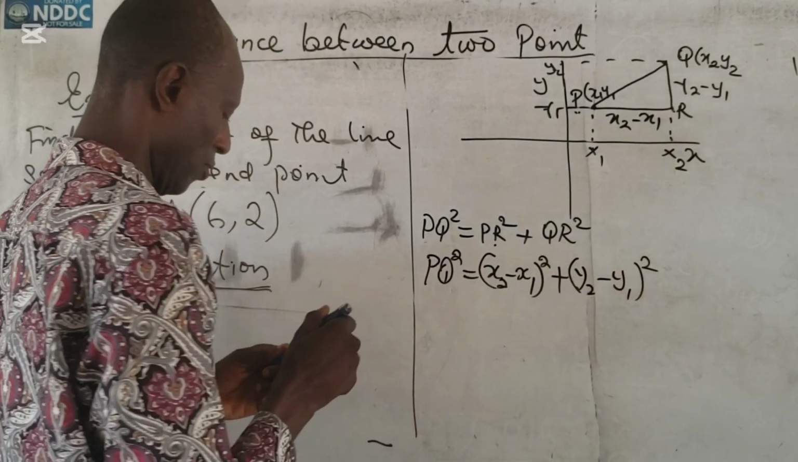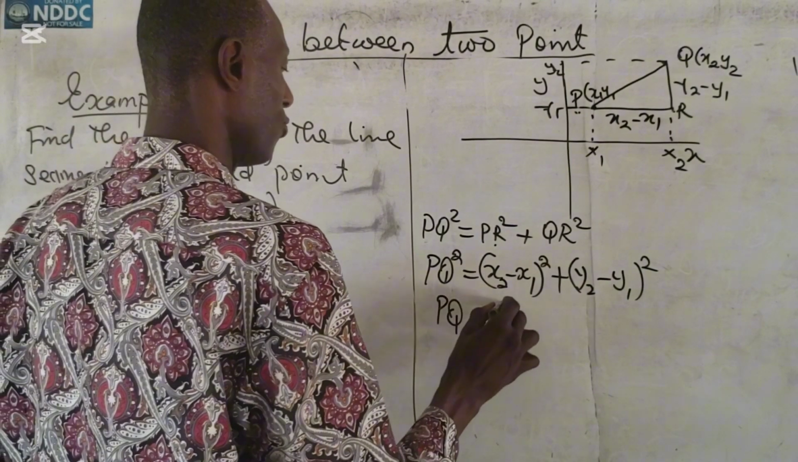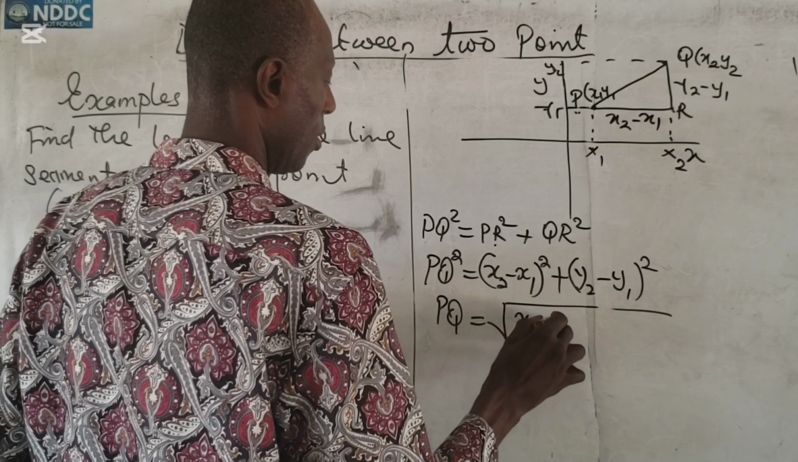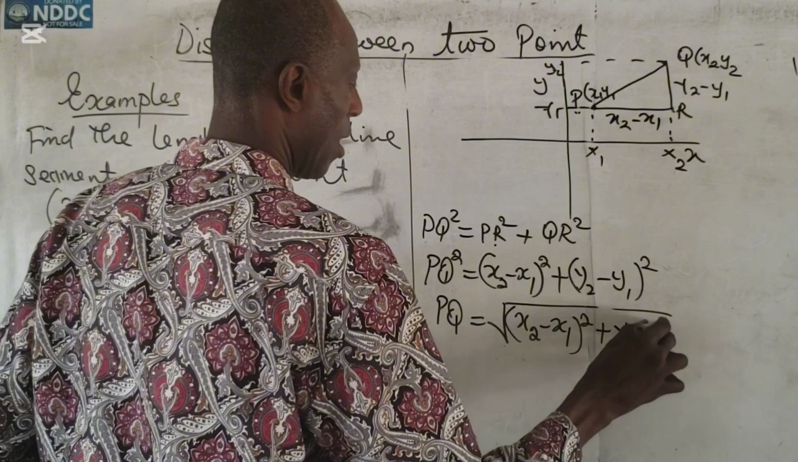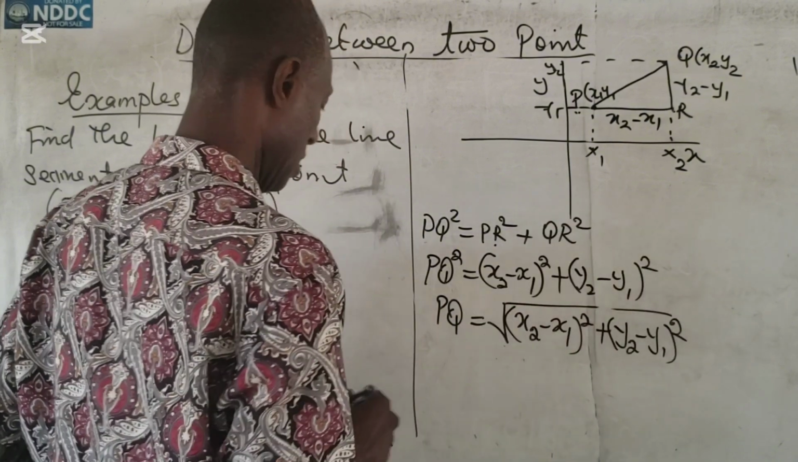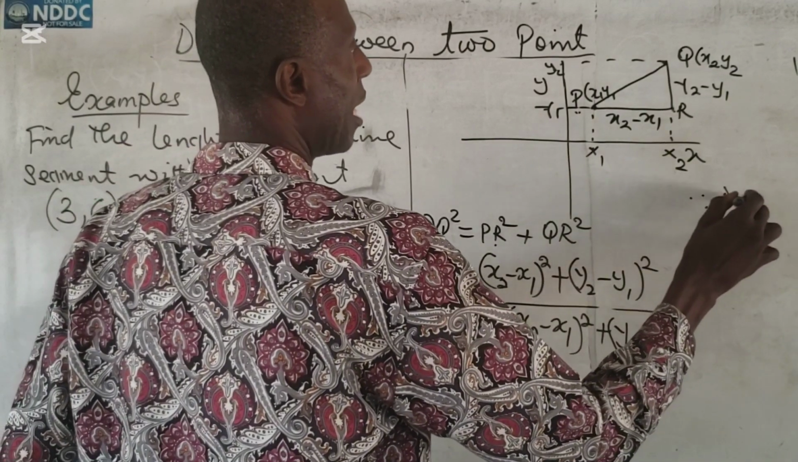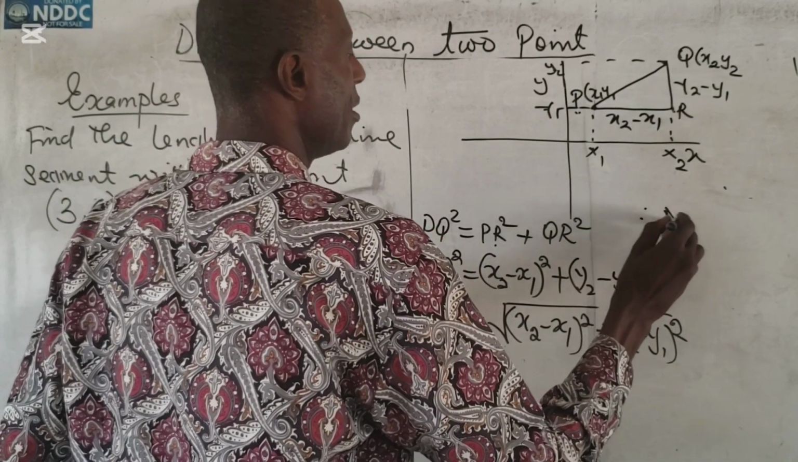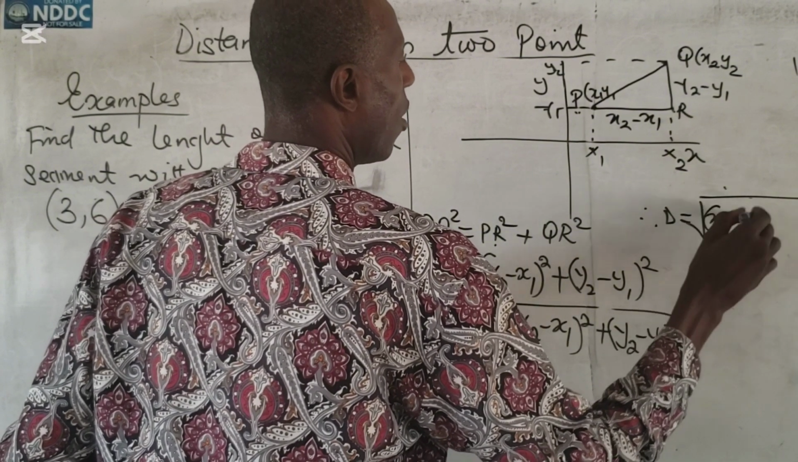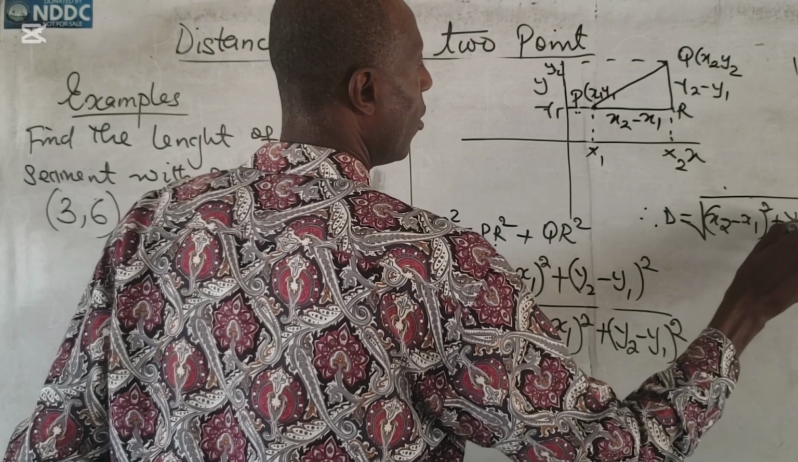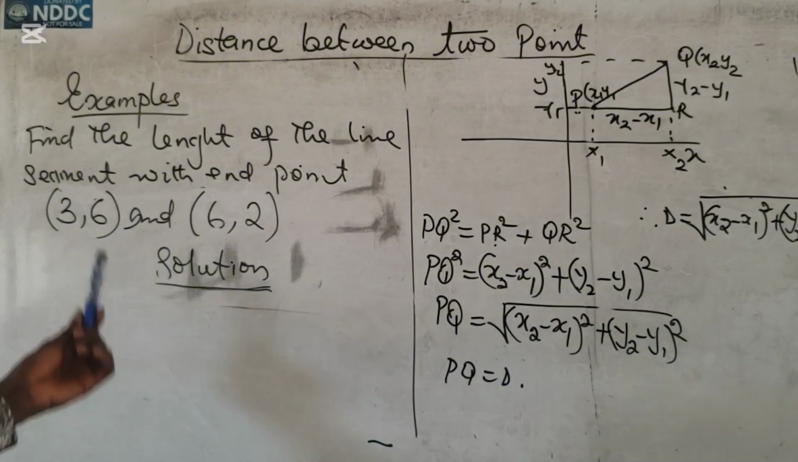When you make PQ the subject of the formula, we now say PQ is the square root of (x2 minus x1) all squared plus (y2 minus y1) all squared. Let PQ be equal to D. Therefore D is equal to the square root of (x2 minus x1) all squared plus (y2 minus y1) all squared. So that is the formula we are going to use to solve this problem.